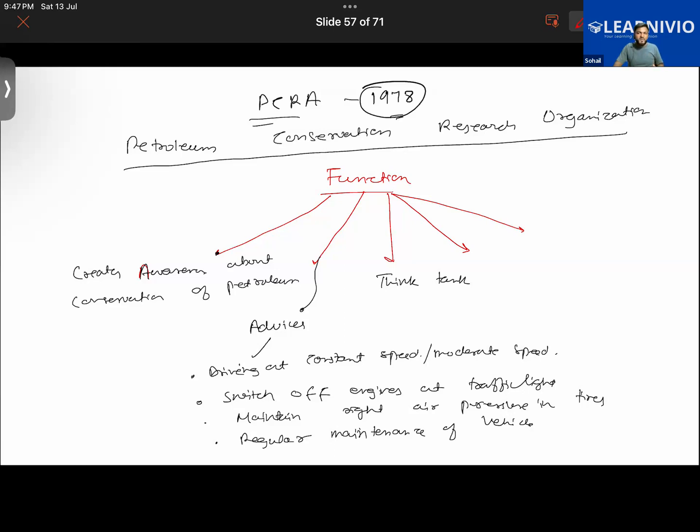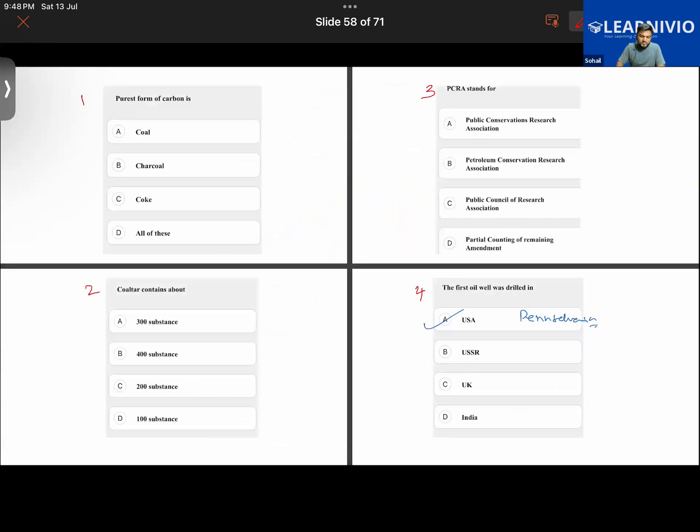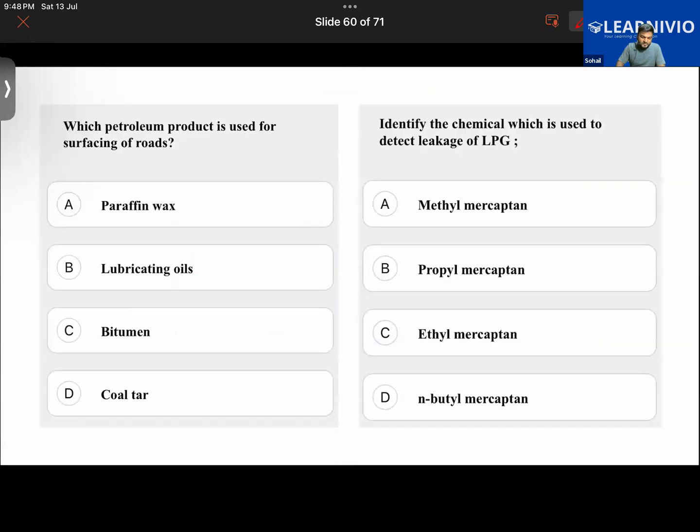Furthermore, this organization also creates awareness about the pollution caused by the burning of fossil fuels. So it has got numerous functions to perform. Hope that is clear to everyone. Then we did solve these questions, so from here we are going to continue. You guys write the answers in the chat box quickly.